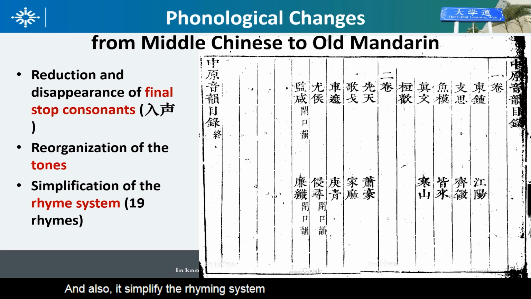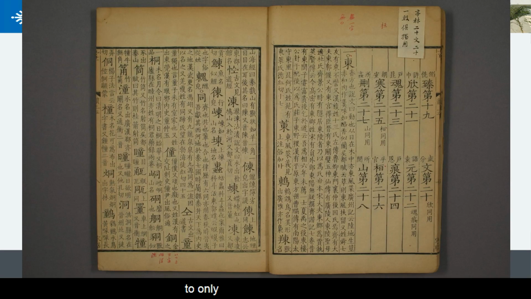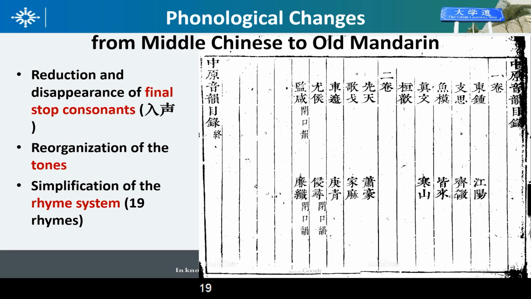And it also simplified the rhyming system from 206 in total in 广韵 to only 19. That means it merged the differences among 平, 上 and 去. I'm talking about Yuan pronunciation, the phonological system of the Yuan dynasty.